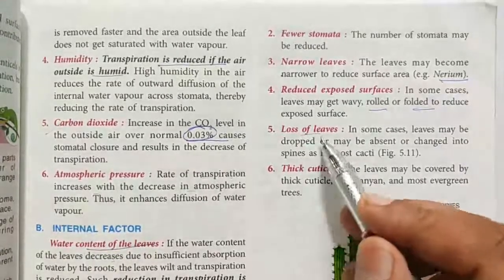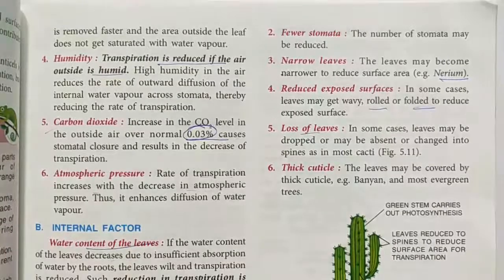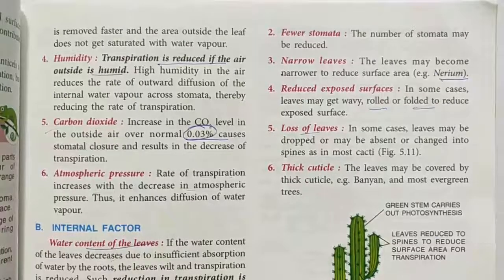Next, loss of leaves. If there are no leaves, or there is a lesser amount of leaves in the plant, there will be less transpiration, and in some cases the leaves get changed into thorn-like or spine-like structures. For example, it is found in the cactus plant.